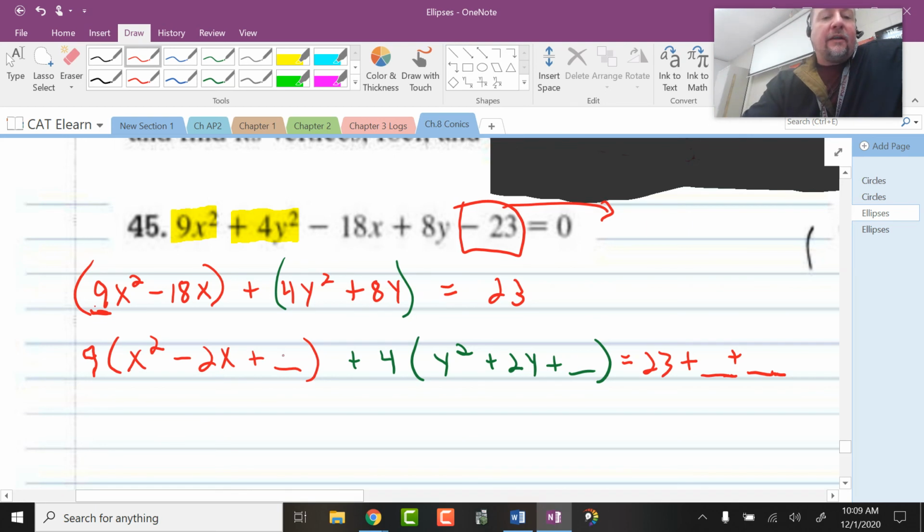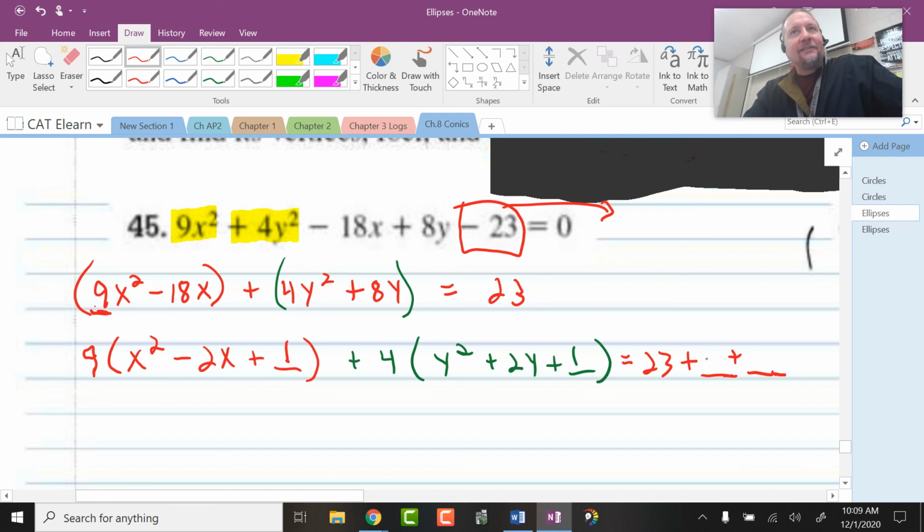Everyone should know what goes in this blank. 1. Half of -2, -1 squared. Everyone should know what goes in this blank. Same number. But here's where it kicks. Hey, put it in the chat real quick. What goes in this blank right here? The answer is not 1.